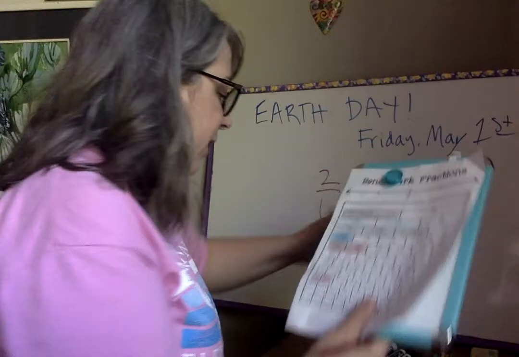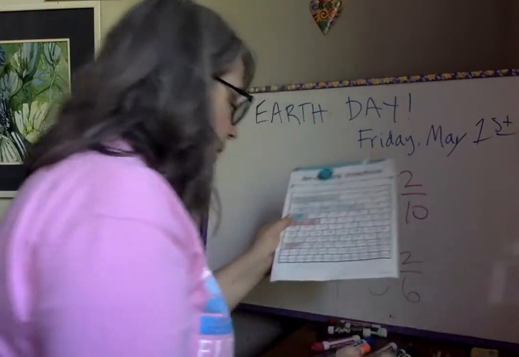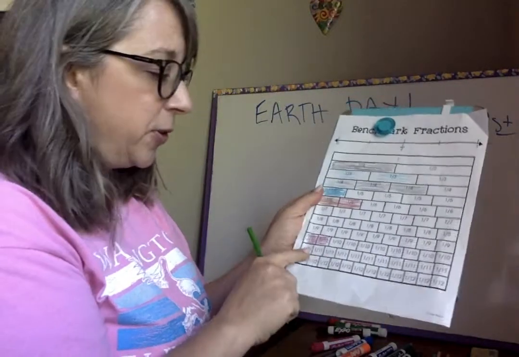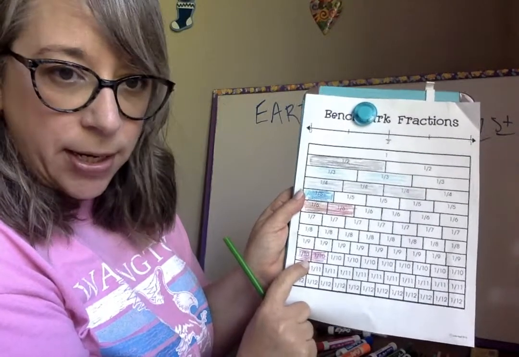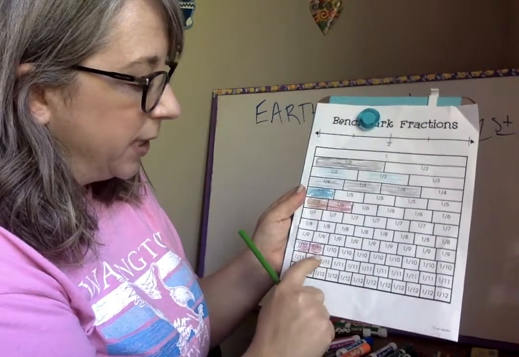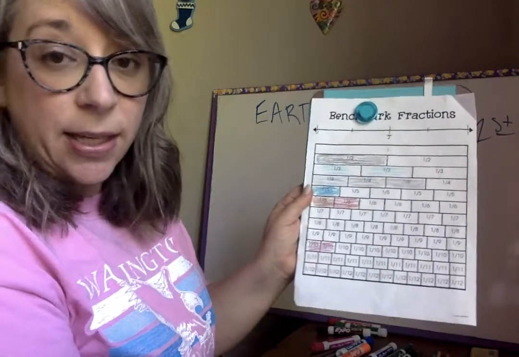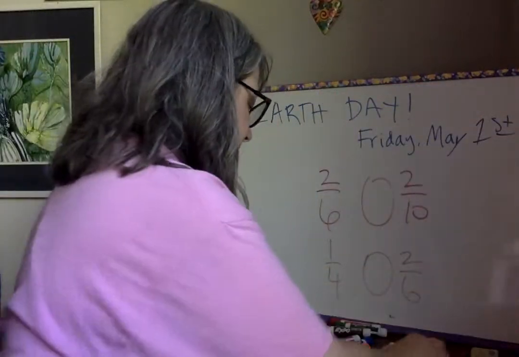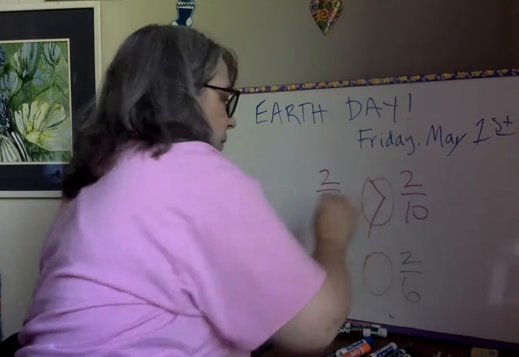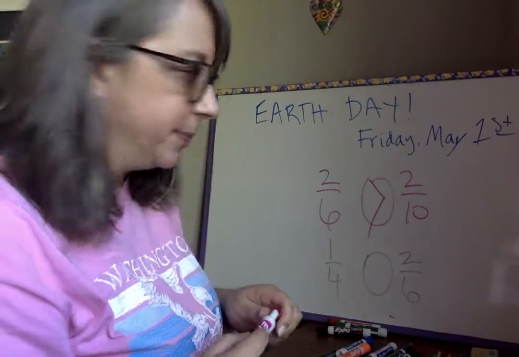So now let's shade in 2/10. Oh, we've already shaded it. Oh, there's 2/10 right there. Gosh darn, we've already shaded it in. Okay, so here's our 2/10 and here's our 2/6. Well, obviously, our 2/6 is bigger than 2/10. So we're going to go that way with it.